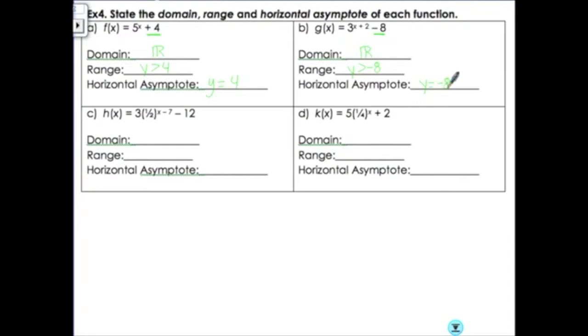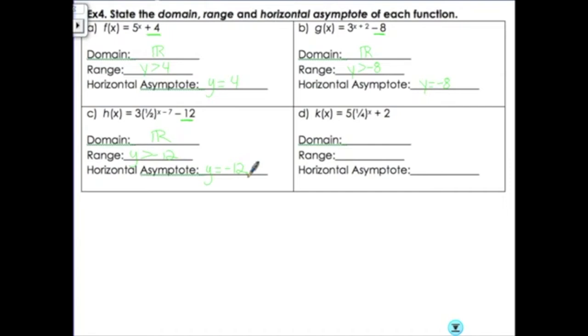I want you to pause this video now and try the next two on your own. Now let's look at our next problem. We can see that this function is being brought down by 12. Our domain is still going to be all real numbers. However, now our range is going to be y is greater than negative 12. Our horizontal asymptote is y is equal to negative 12.